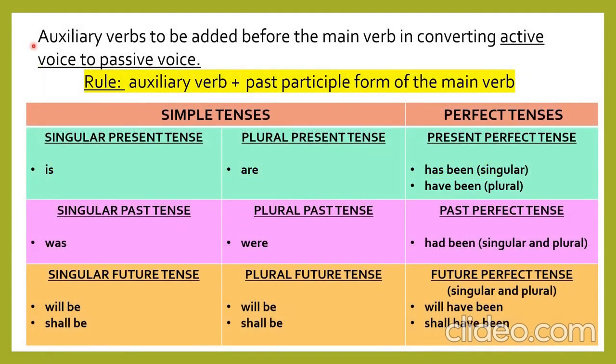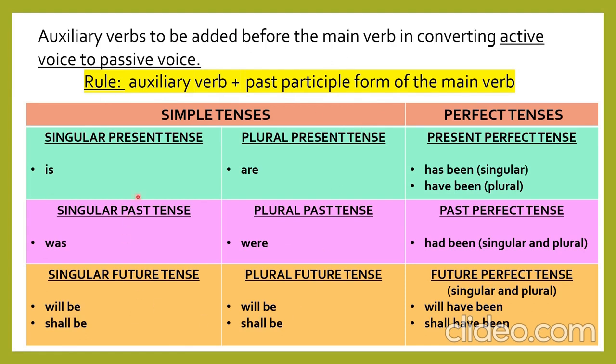So this is what I'm talking about, the table of auxiliary verbs. We have here auxiliary verbs to be added before the main verb in converting active voice to passive voice. Take note, from active to passive. So these are auxiliary verbs to be used in forming passive voices of the verb in a sentence. You have to follow the rule, auxiliary verb plus past participle form of the main verb.